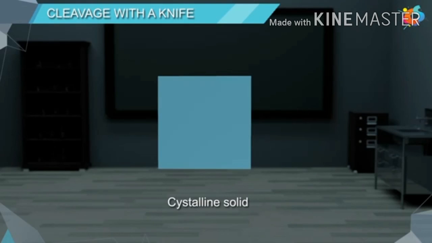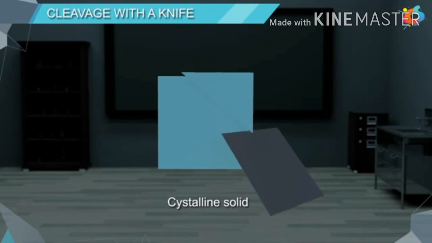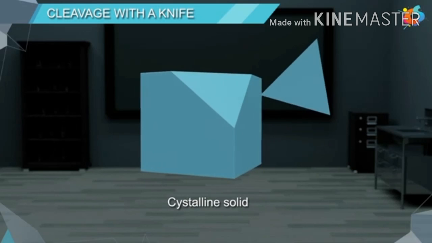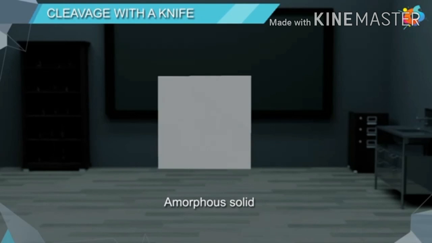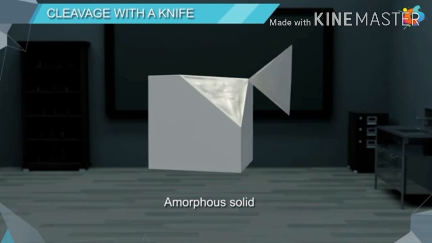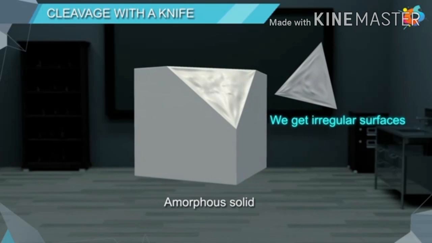Cleavage with a knife. When we cut a crystalline solid with a sharp knife, we get a clean cleavage and smooth new surfaces. Whereas when we cut an amorphous solid with a knife, we get irregular surfaces.